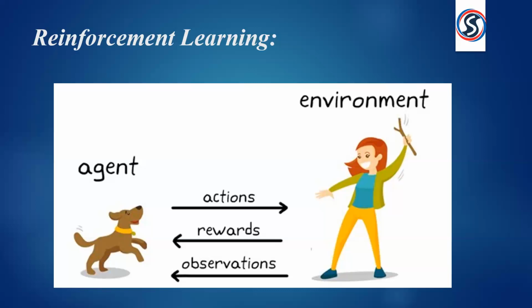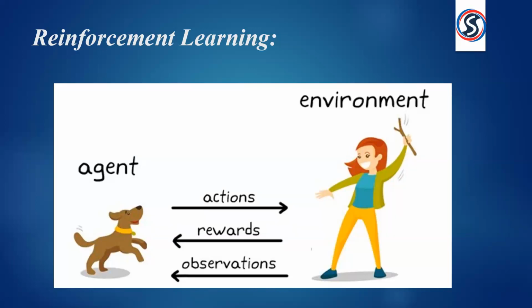That means he knows that when my owner tells me to sit, this is the kind of instruction he is giving me, and if I do this, I get a reward. If I do not do this, then I will get a penalty. So this is nothing but reinforcement learning. Here is an agent doing some actions in the environment. If it does the right action, it will get the reward, and it will get the observations also. So this is reinforcement learning, which is a part of machine learning.